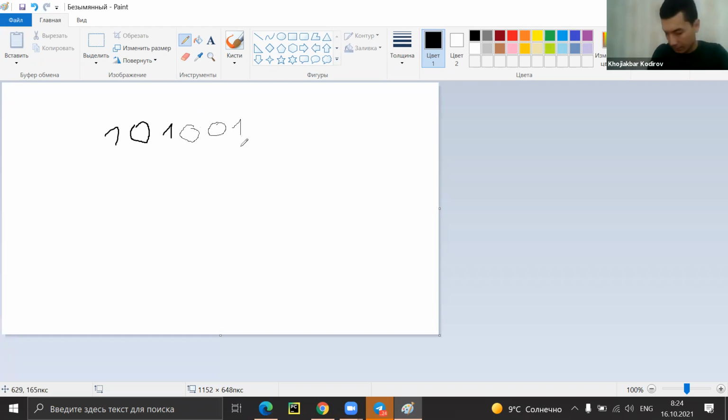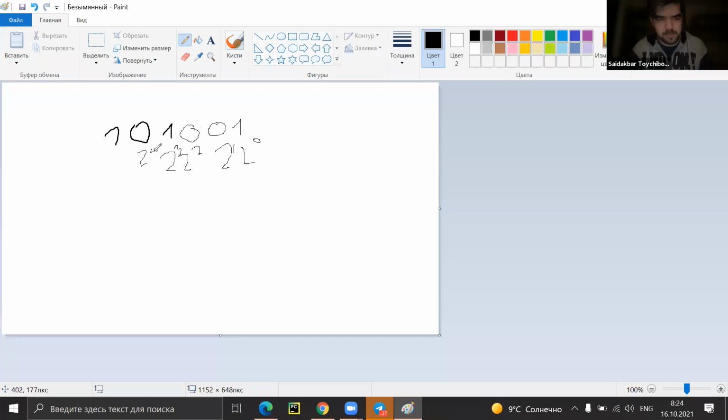Okay, the first one, what will it be? 2 to the power 0. Am I right? Yes. The second one is 2 to the power 1. The third one will be 2 to the power 2. The fourth one will be 2 to the power 3. The next one will be 2 to the power 4. And the next one is going to be 2 to the power 5. So guys, sorry for just typing.